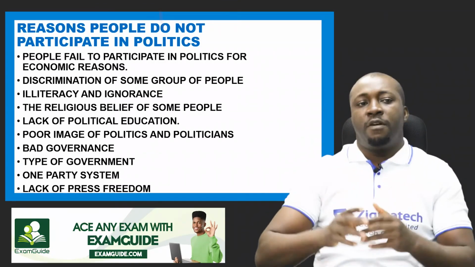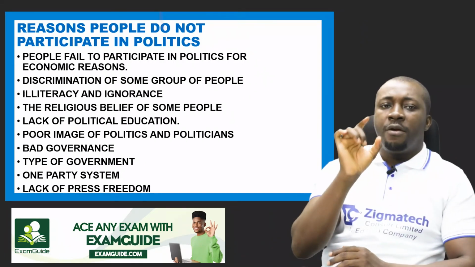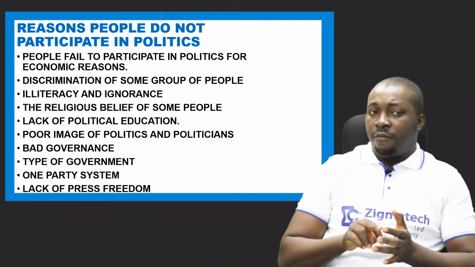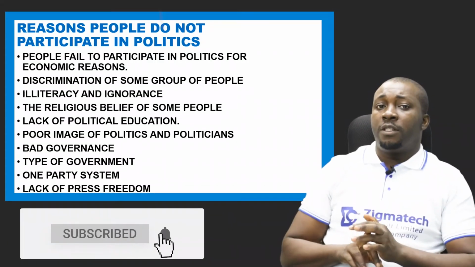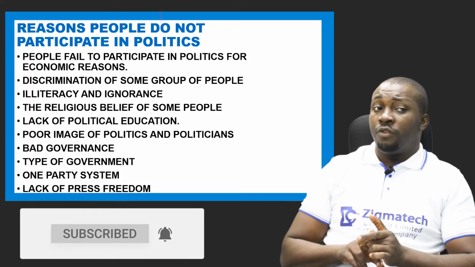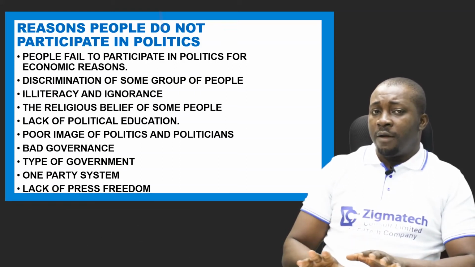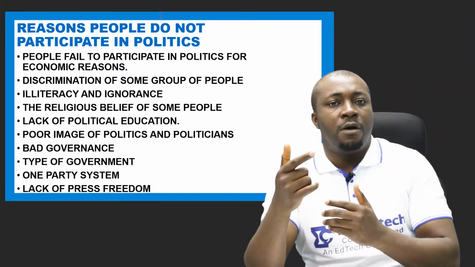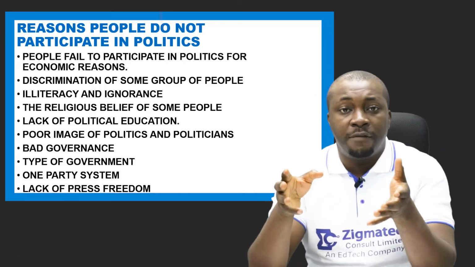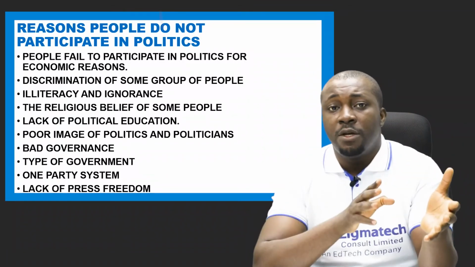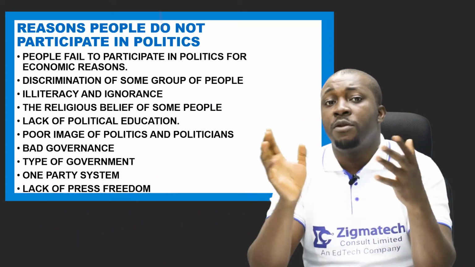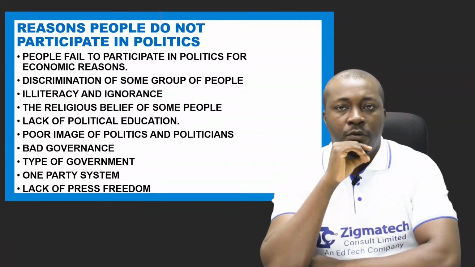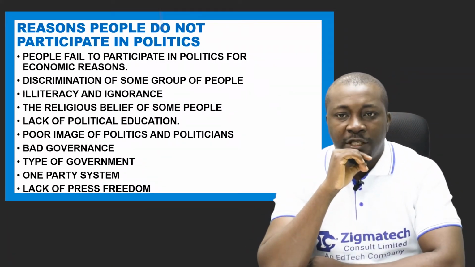Also, the type of government. When you have an autocratic government that suppresses freedom of press, freedom of expression, freedom of association, the right to vote, and does not give people a chance to participate in the affairs of the state, you criticize the government, you're in trouble. You give advice to the government, you're in trouble. When you have such autocratic governance, of course, people will not participate in political activities of their state.